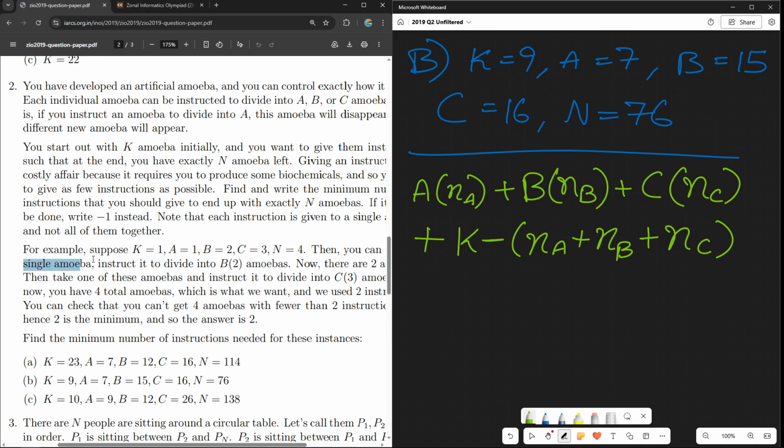a single amoeba will be instructed to divide into 2. Now there will be 2 amoeba. How will there be 2? Because you have to subtract 1, right? Is that not possible? Let me see again.